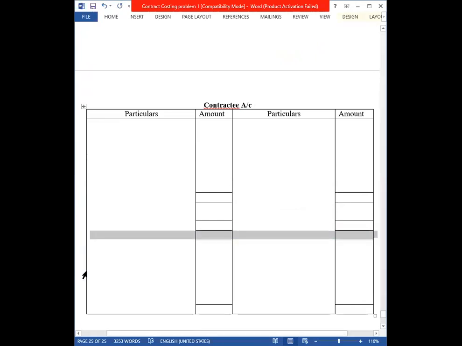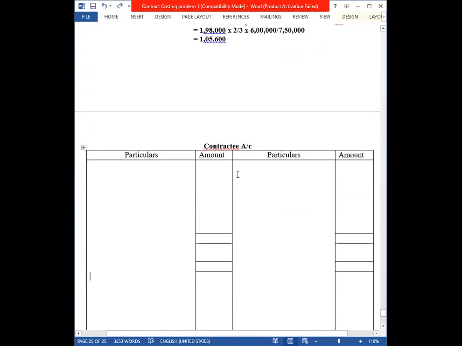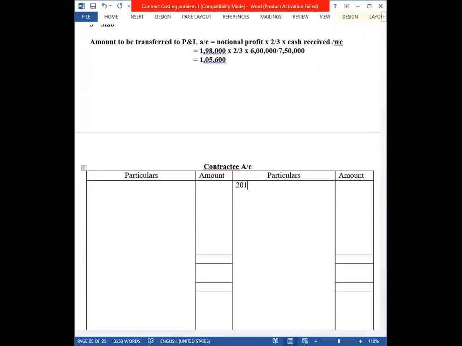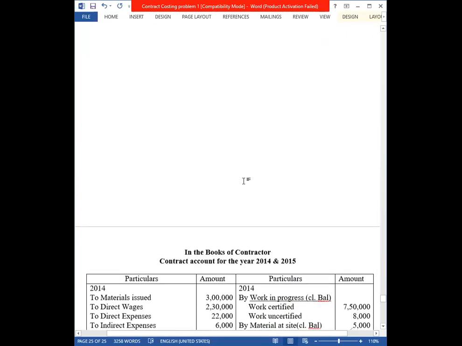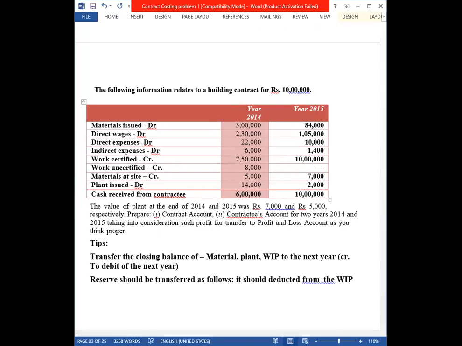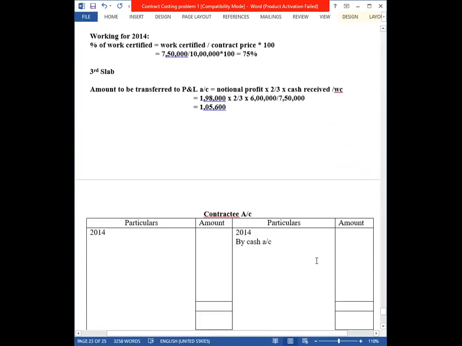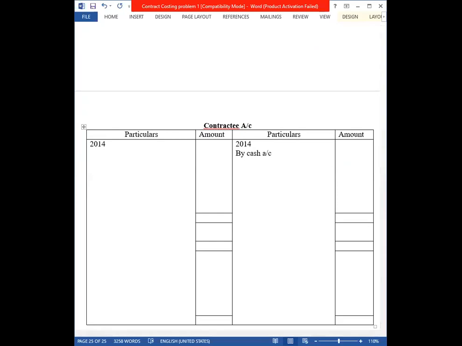So first we should write all the opening balances. We can write the opening balance, but there is no opening balance in the year 2014. So for 2014, I'm writing the first line. In 2014, first you are going to receive the cash, so by cash account. How much are you receiving from the person? You are receiving 6 lakhs, so write the amount 6 lakhs. And that's all. Nothing else is there.